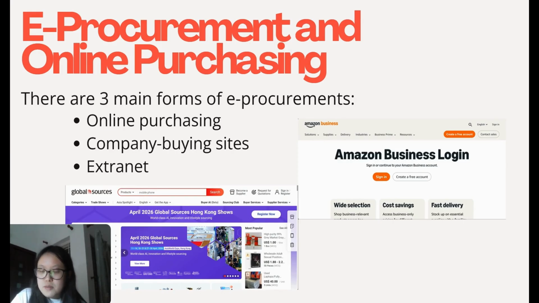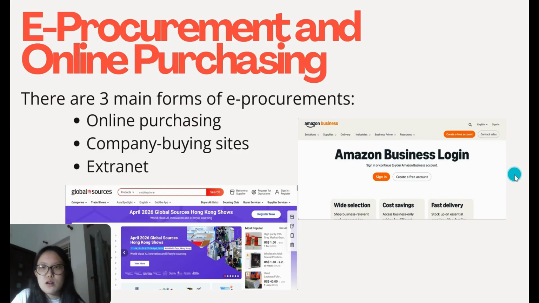Business-to-business e-procurement yields many benefits. It reduces paperwork, lowers administrative and transaction costs, speeds up the buying process, and allows organizations to focus more on strategic sourcing rather than routine purchasing tasks.